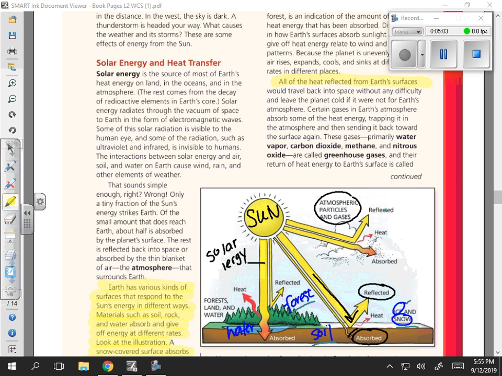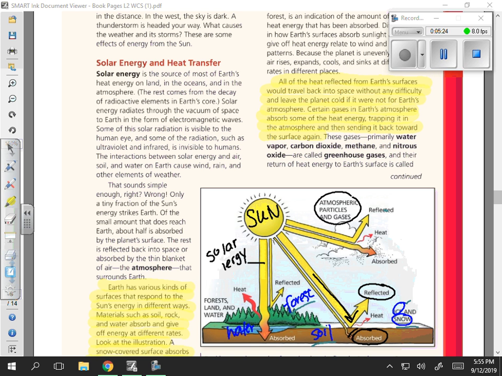All of the heat reflected from Earth's surfaces would travel back into space without any difficulty and leave the planet cold if it were not for Earth's atmosphere. Certain gases in Earth's atmosphere absorb some of the heat energy, trapping it in the atmosphere and then sending it back toward the surface again.